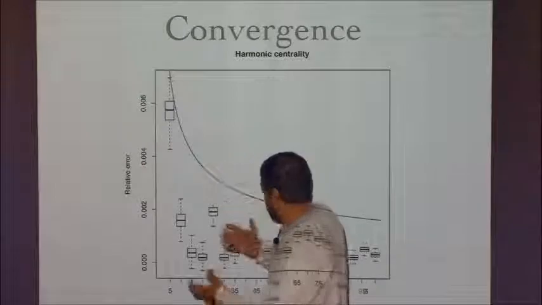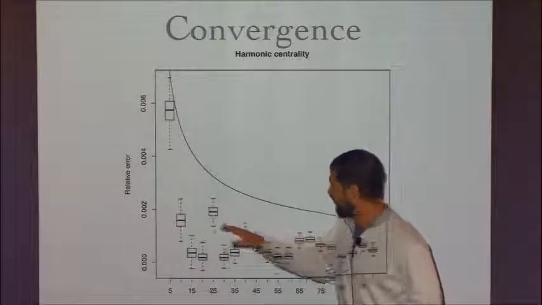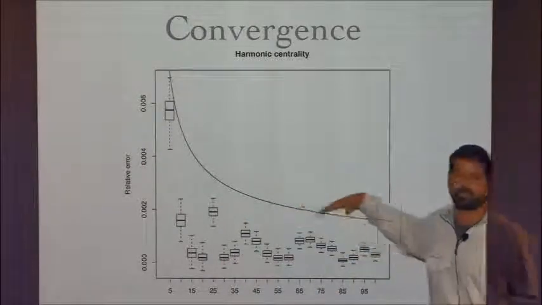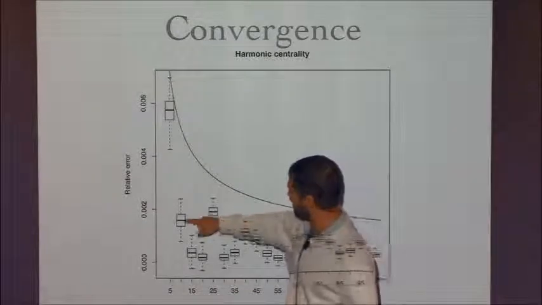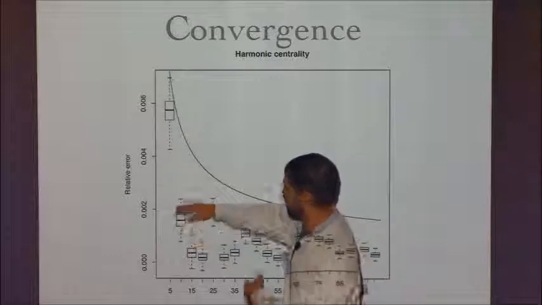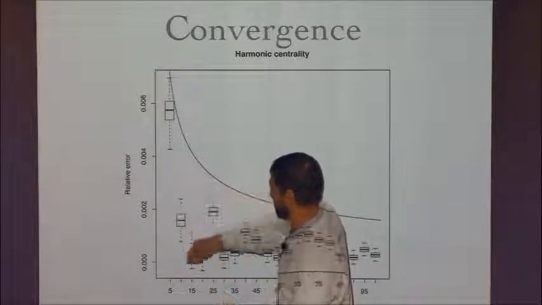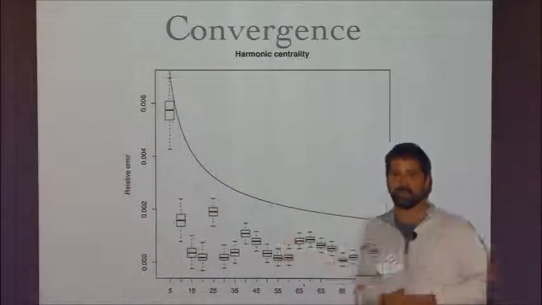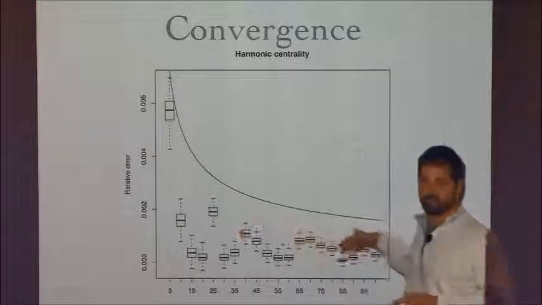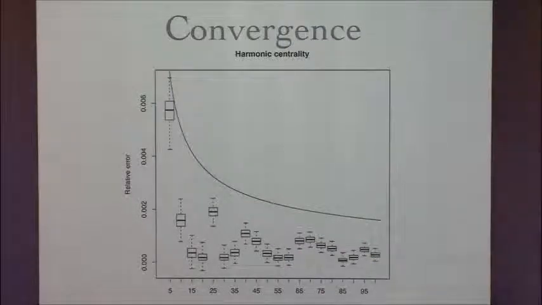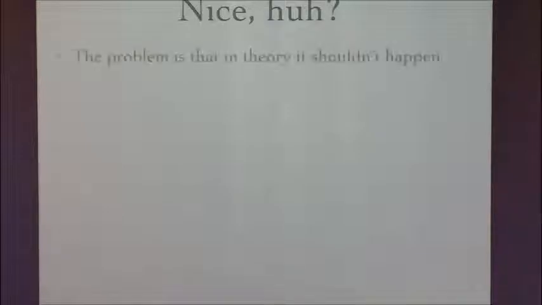So you see that practically what happens is that harmonic centrality converges even better than the theory would say for each single counter. This is the average relative error, the usual box plot: quartile, average, plus minus standard deviation. So we have these counters with a theoretical guarantee of precision. Actually, we get something better when we aggregate the data. But now the point is that this is nice, but it shouldn't really happen.